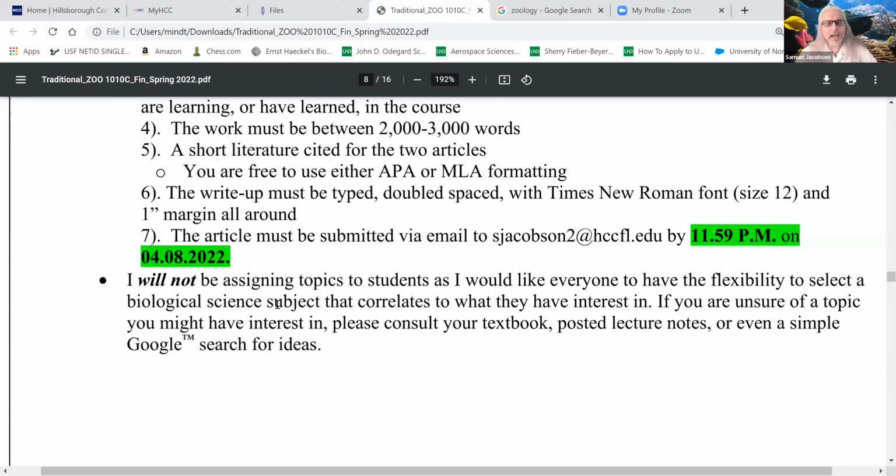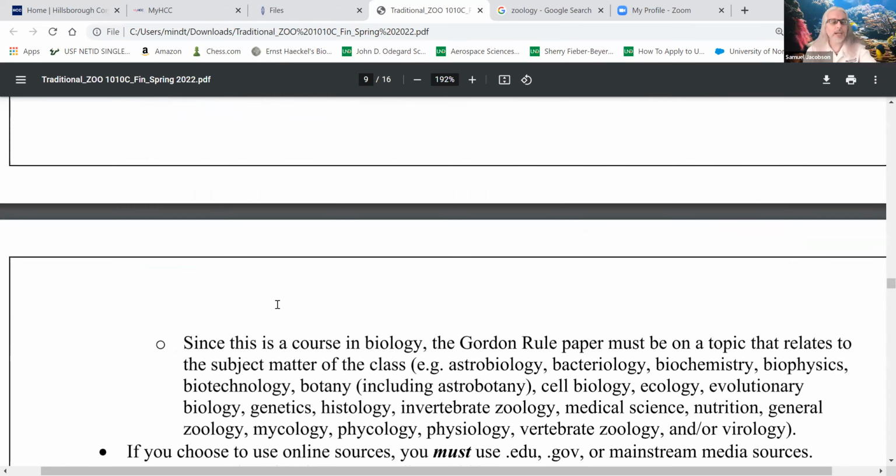who got really quite unhappy that I didn't assign topics. No, that's not how college works. You are not in K through 12 anymore. By this point, as a college student and an adult, you should be able to figure out a topic on your own. But that being said, to help you with that, I gave you some general ideas.